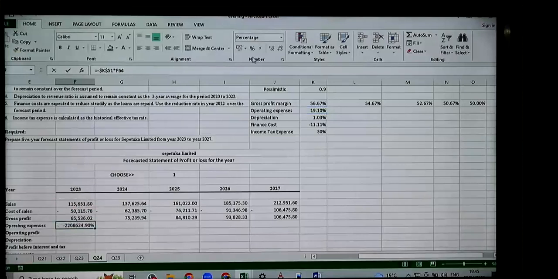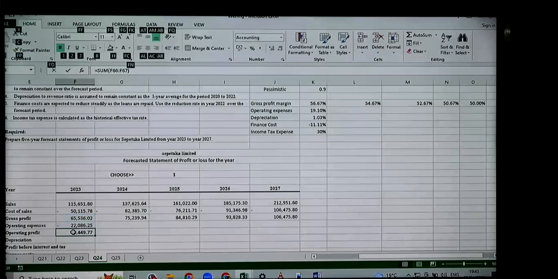Then let me change the values. So it comes in as a negative, which is correct. Then I'll go to operating profit first. Alt equals, and I'm adding from the gross profit. So shift down arrow, control enter, control B, alt HBP for a top border.